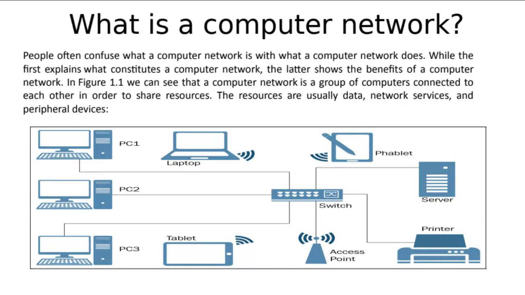People think about a computer network in the sense of what the network is doing. Actually, what the network is doing is explaining to us what the benefit is for us. But if we want to define a network in a scientific way, a network is computers connected to each other to perform certain tasks.